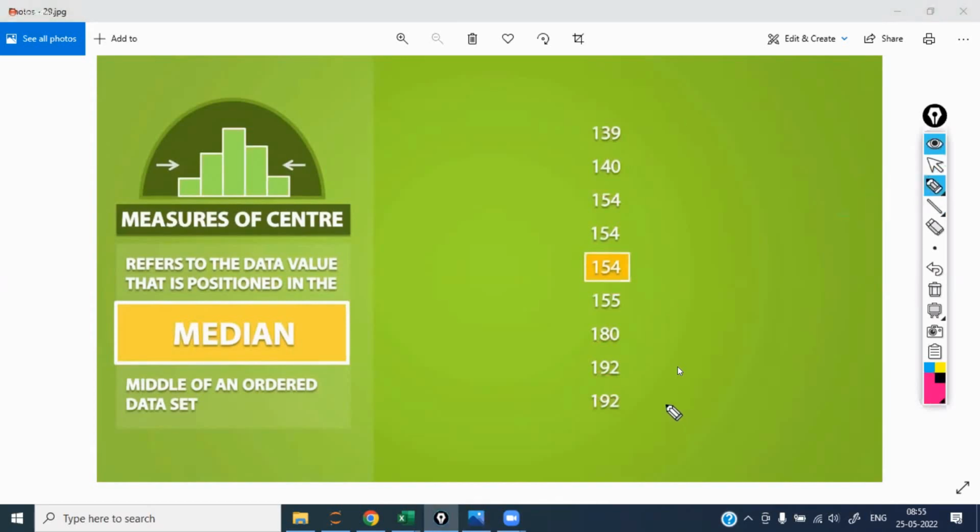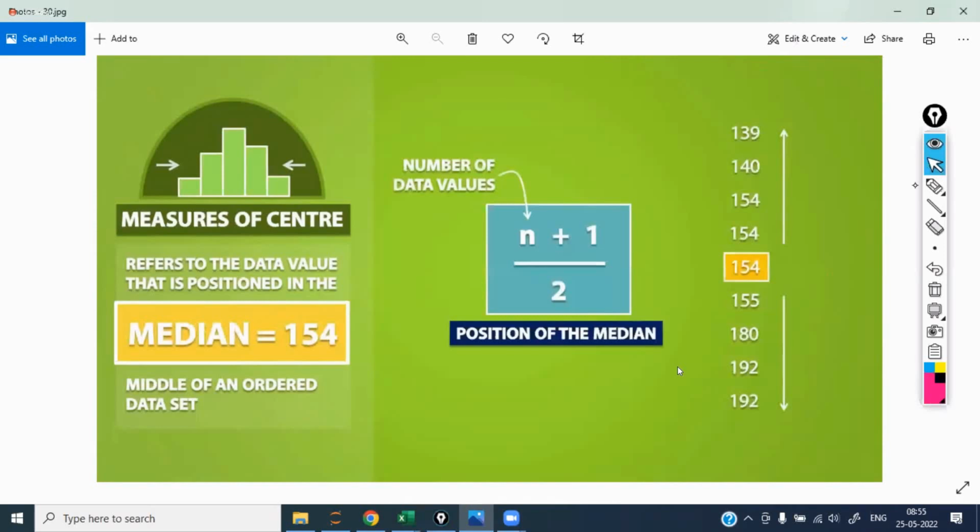If you have an odd number of values, the formula is n plus 1 divided by 2. N is the total number of data points. How many values are there here? 9 values. 9 plus 1 by 2 is 10 by 2, so the fifth position is the median value. The median position is given by the formula n plus 1 by 2, which is the center position. So the number of data values plus 1, divided by 2, gives the median position.